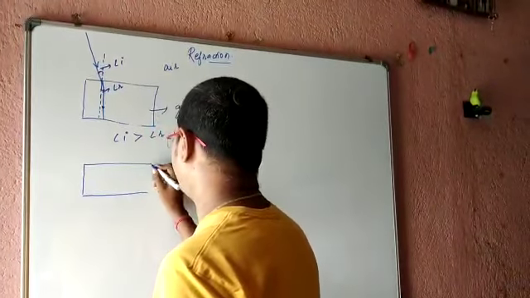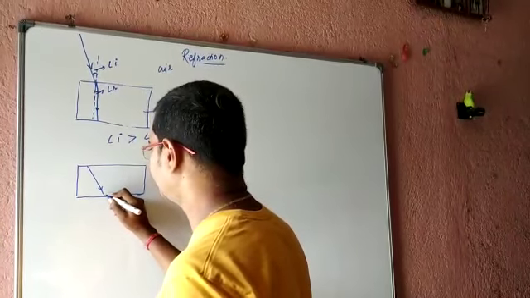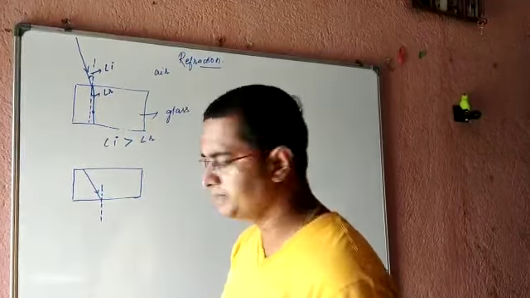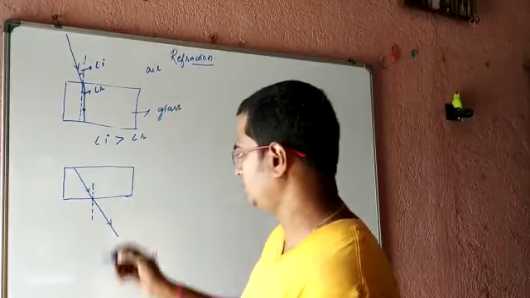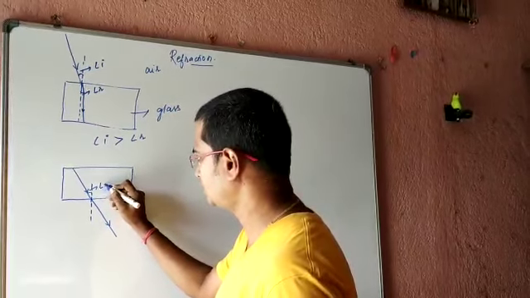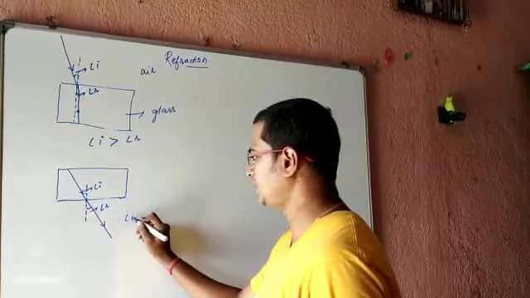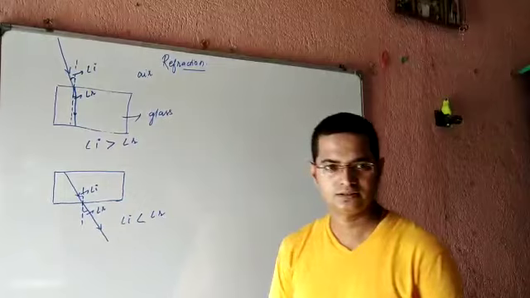In the same way, if a ray of light travels from denser medium to a rarer medium, it bends away from normal. Here you can see angle of incidence is less than angle of refraction.